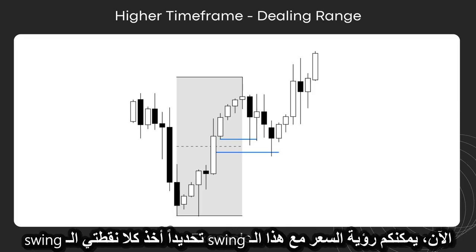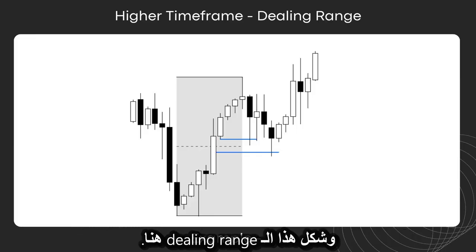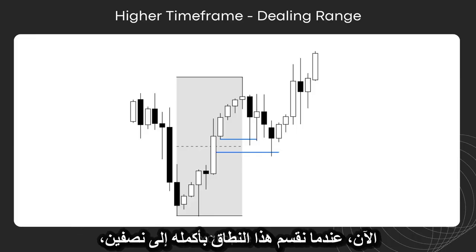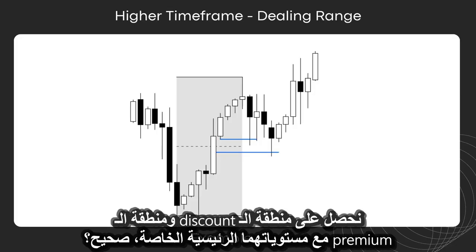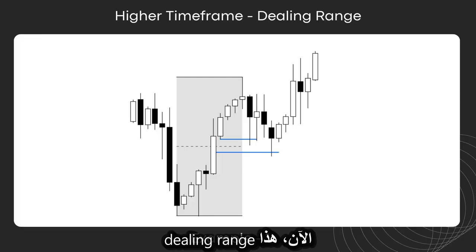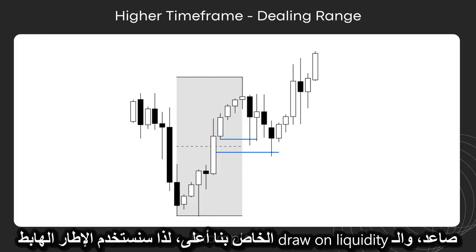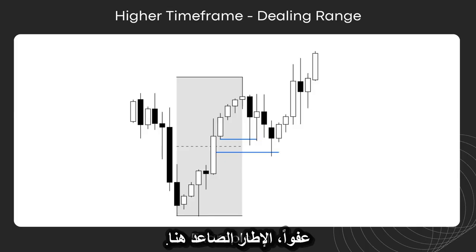Now you can see price with this particular swing took out both swing points and formed this dealing range right here. Now when we divide this whole range into two halves, we get the discount region and the premium region with their respective key levels, right? Now this is a bullish dealing range and our drawn liquidity is higher, so we're going to use the bullish framework here, and we're going to see how we will analyze and dissect this price action.